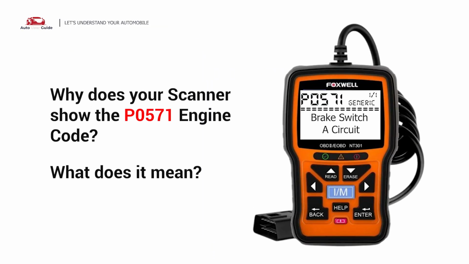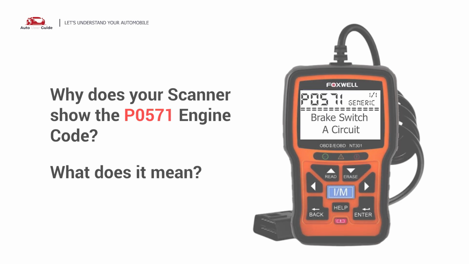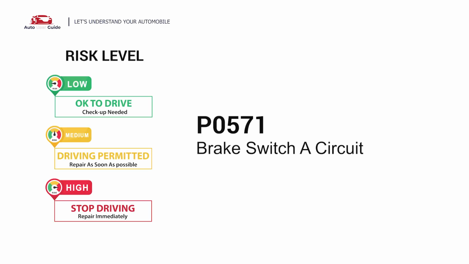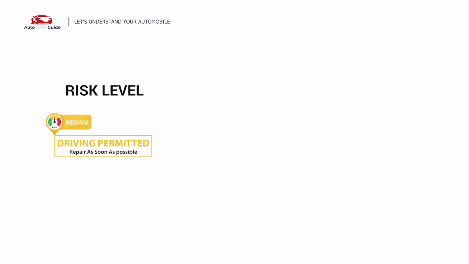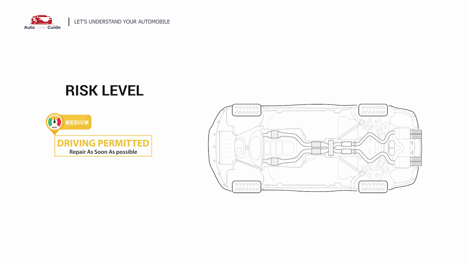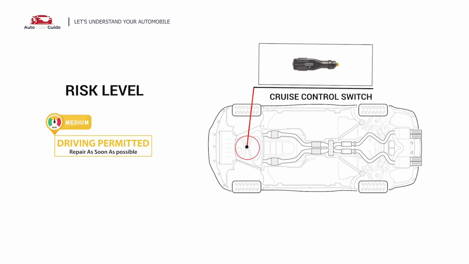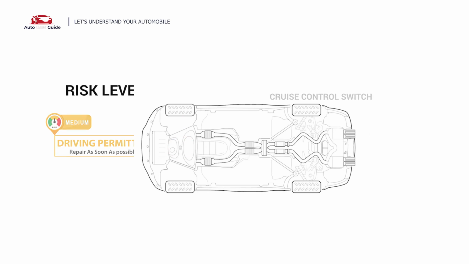Why does your scanner show the P0571 engine code? What does it mean? P0571 is a diagnostic trouble code: brake switch A circuit. This error code indicates a problem with the brake light switch or its circuit, which is also used by the cruise control system. Under this circumstance, short-distance driving is permitted, but your vehicle should be repaired as soon as possible.